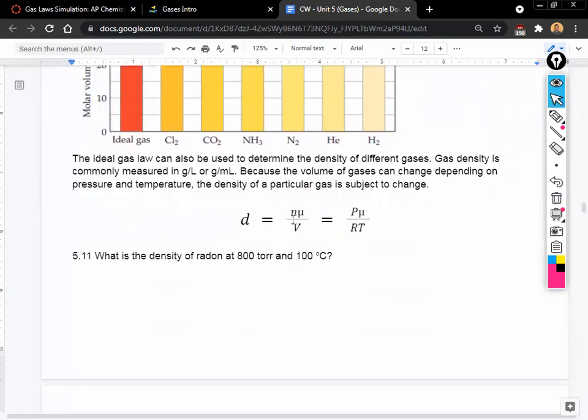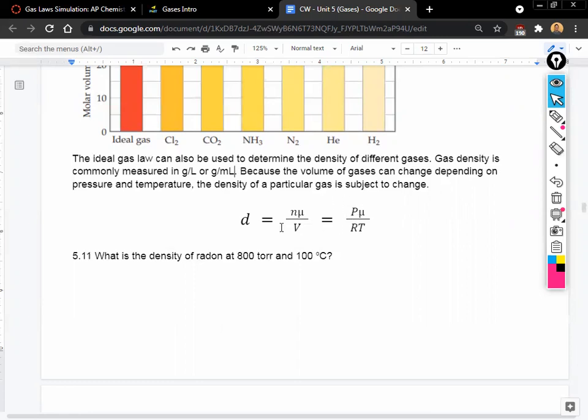Next topic, we're going to be talking about density. We're going to go through this one really quickly. Not much to say about it, but we can determine the density of different gases based on the ideal gas law. Okay, so we usually measure density of gases in grams per liter or grams per milliliter. And since the volume of a gas can change based on the pressure and the temperature, the density can change because the volume can change as well. Okay, so this is a simple equation that we can use.